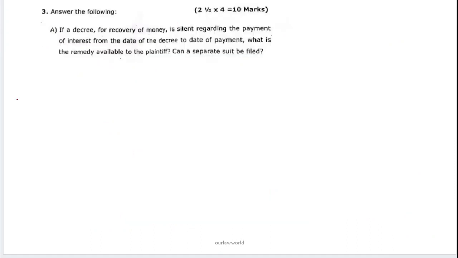So the next question we'll be going through is, if a decree for recovery of money is silent regarding the payment of interest from date of decree to date of payment, what is the remedy available to the plaintiff? Can a separate suit be filed? So first, to understand the question, they are talking about payment of interest. Generally what happens is, in many cases a separate suit is not required.